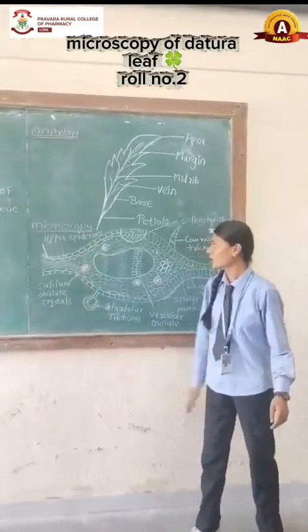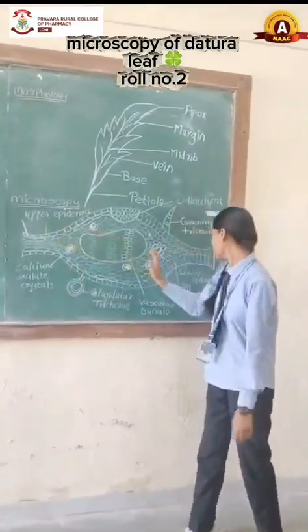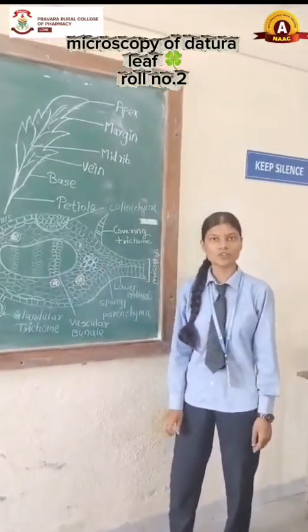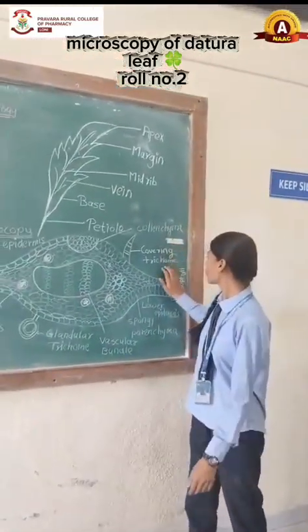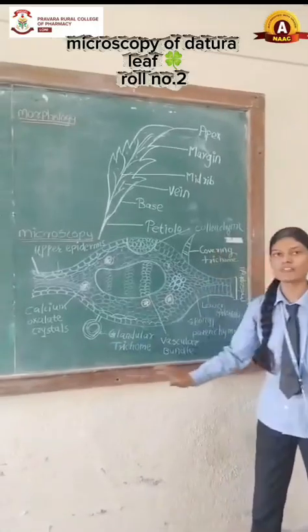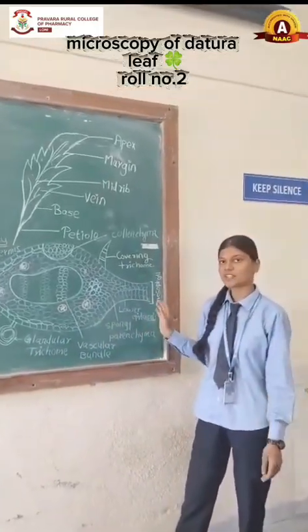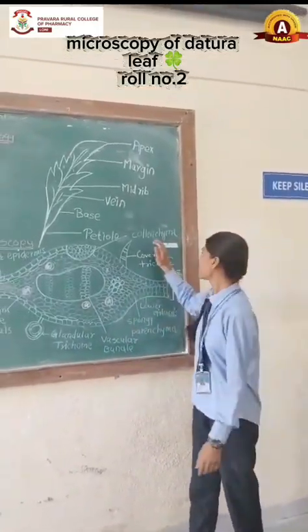Microscopy of Datura: the upper epidermis and lower epidermis are a protective layer of the innermost skin, in which there are covering trichomes and glandular trichomes, which are present on the surface of the leaf and which are helpful for the photosynthesis of the plant.